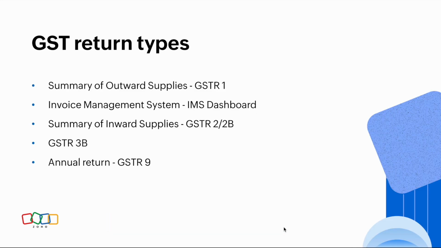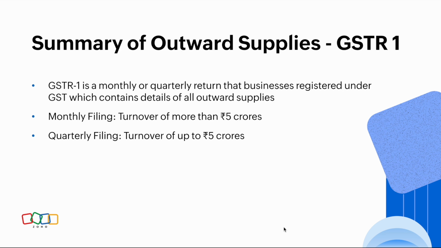These are the various GST returns that can be filed via Zoho Books. Now let us understand the steps that have to be followed in order to file each of these GST returns in detail. Summary of Outward Supplies or GSTR 1 is a monthly or quarterly return that contains the details of outward supplies of goods or services made by a regular taxpayer registered under GST. The due date to file Form GSTR1 for a given tax period is the 11th day of the succeeding month in case of a taxpayer filing it monthly, and the last date of the month succeeding the end of every quarter in case of a taxpayer filing it quarterly.